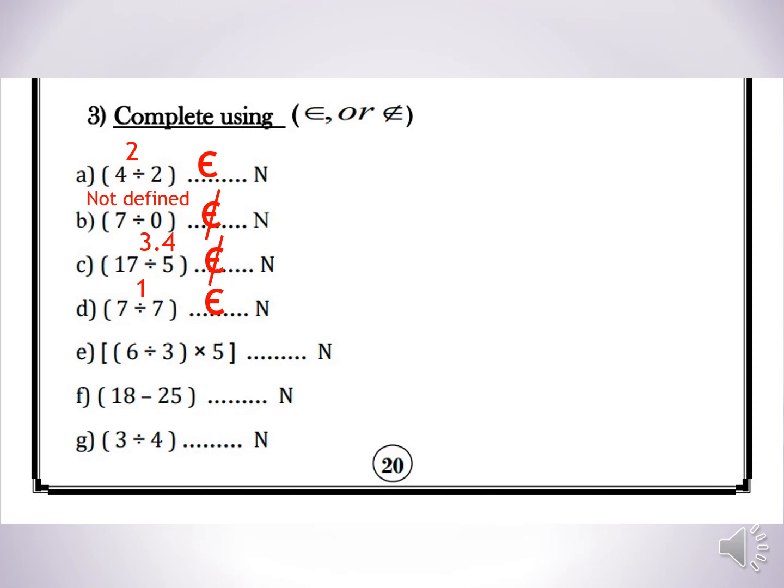I have to do it with the calculator. I will find that the answer is 10. So 10 belongs to N. 18 minus 25 equals negative 7. Negative 7 doesn't belong to the N. 3 divided by 4 equals 0.75. It's a decimal number, so it doesn't belong to N.